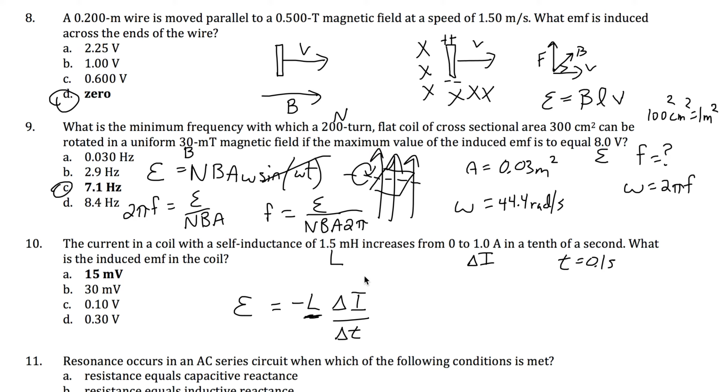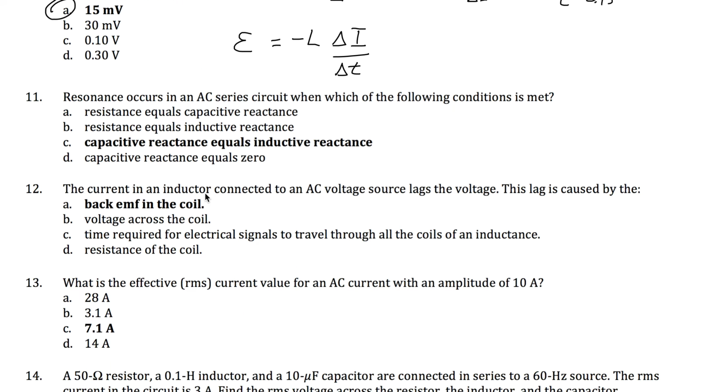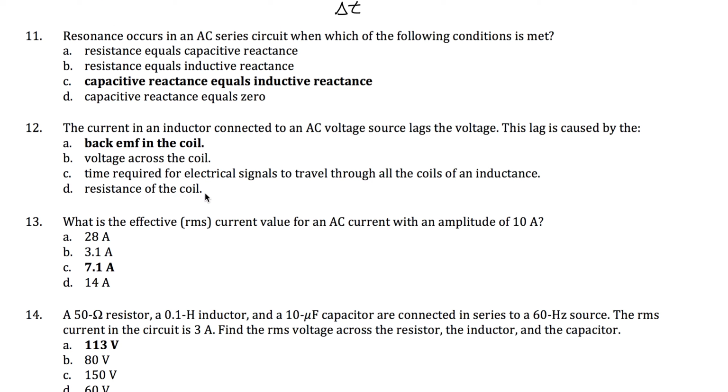So this does give us a definition, and we can plug in the numbers. We have the L, delta I, and T all defined right here. Delta I is 1. Plug those 3 numbers in and you're going to get 15 millivolts. Let's do a few more here.